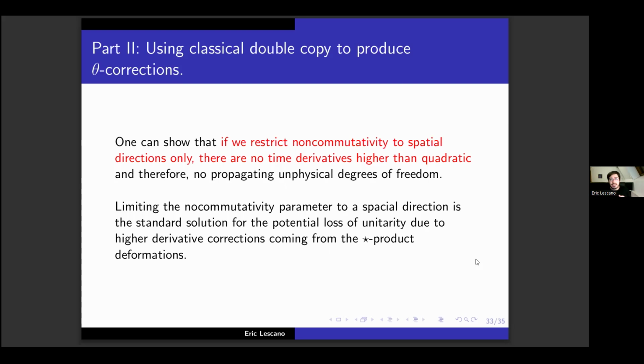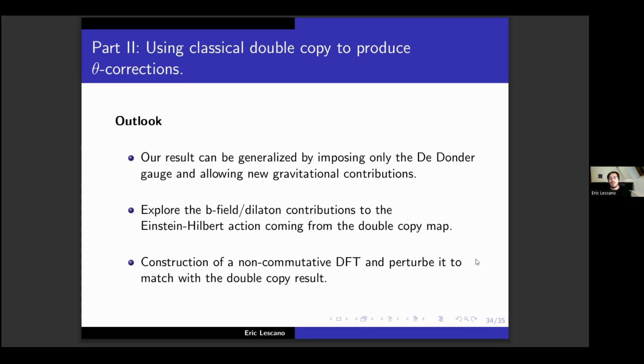But the point is that typically in non-commutativity, you take this non-commutativity only on the spatial directions, and this guarantees in general, but also in this particular case, that there is no propagation of unphysical degrees of freedom. And of course, we are truncating the theory. In principle, you have theta corrections at other orders. So in principle, we are giving here the first non-trivial correction to the action. So we have work in progress also in this direction.